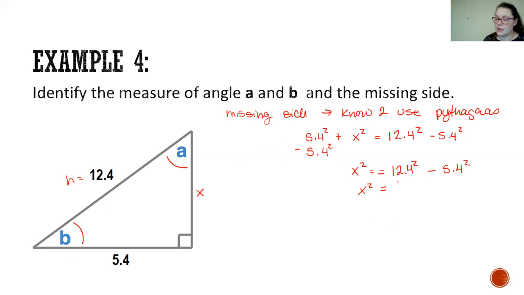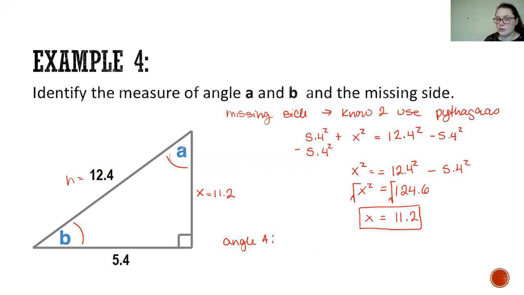And now that we have that, we're going to evaluate, and we get 124.6. And then we're going to take our square root, which is 11.2. Okay, so now we have our missing side. So now let's figure out, well, what's angle A?